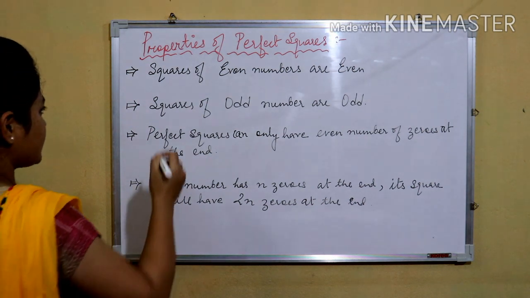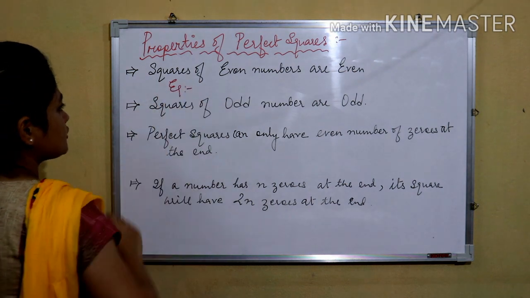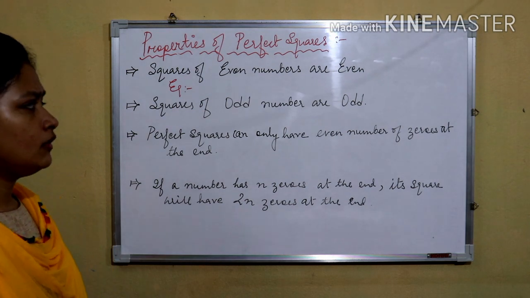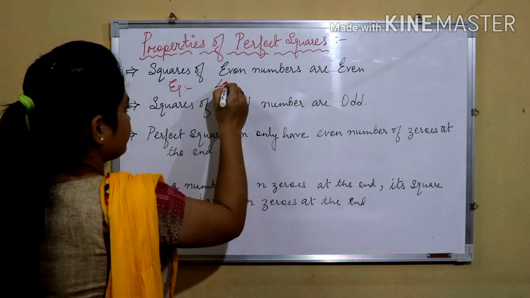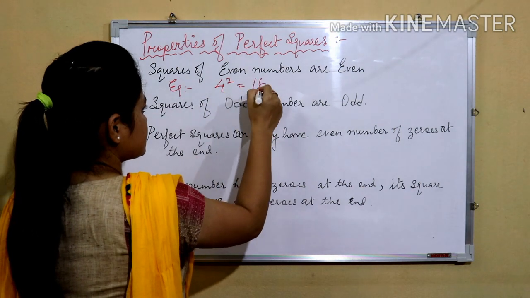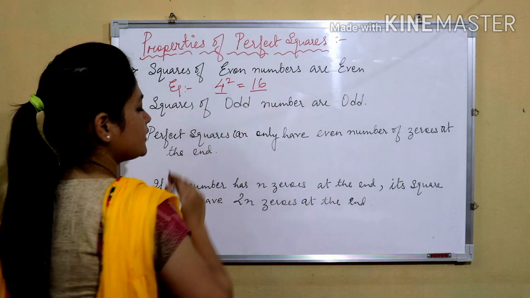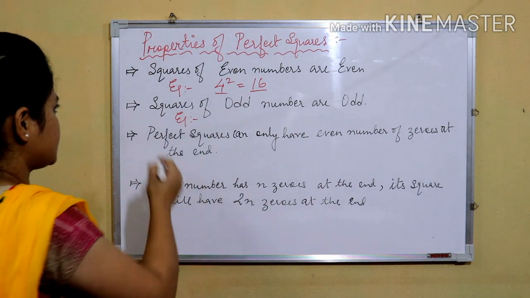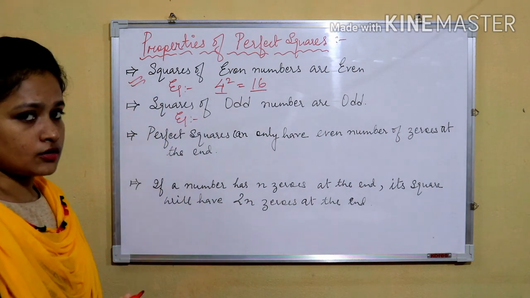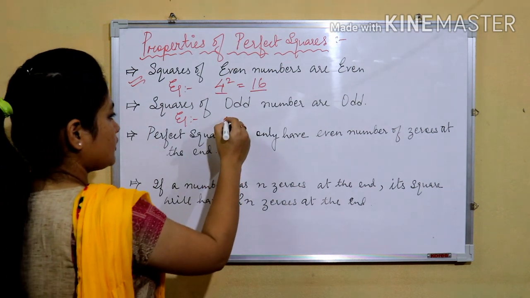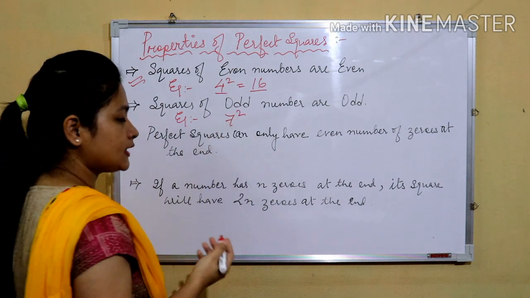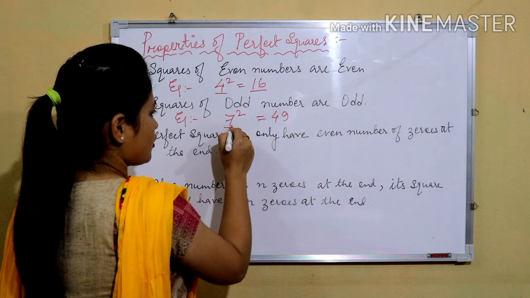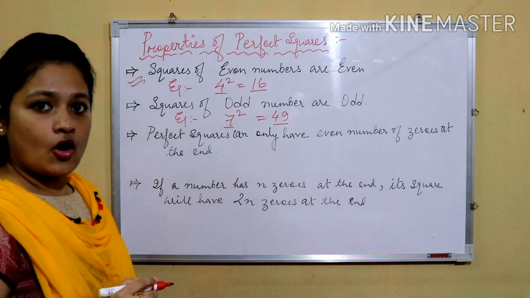So suppose I take an example, squares of even numbers. Suppose I take an even number 4. The square of 4 gives us 16. So 4 is an even number, 16 is also an even number. Now if I take the square of an odd number, the square is odd. Let us take an odd number, suppose 7. The square of 7 is 49. In this case 7 is an odd number and 49 is also an odd number.